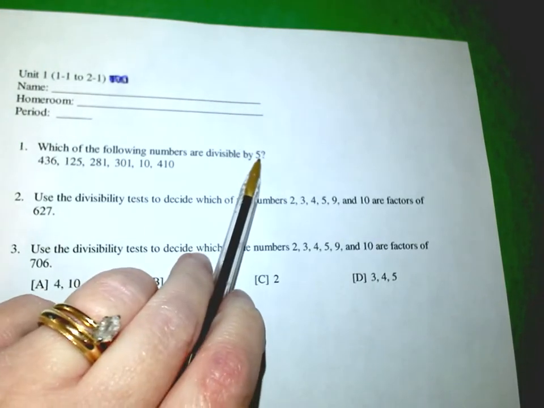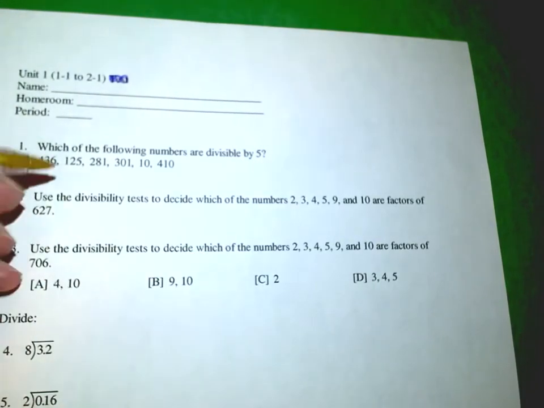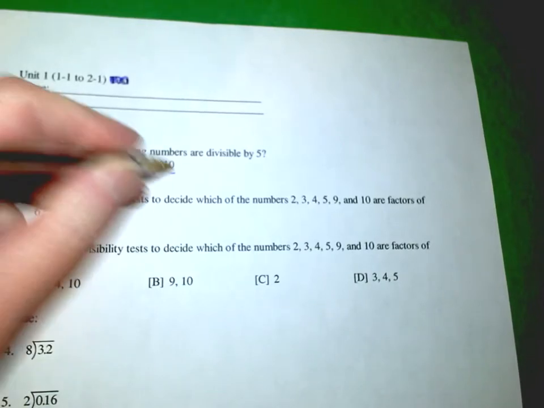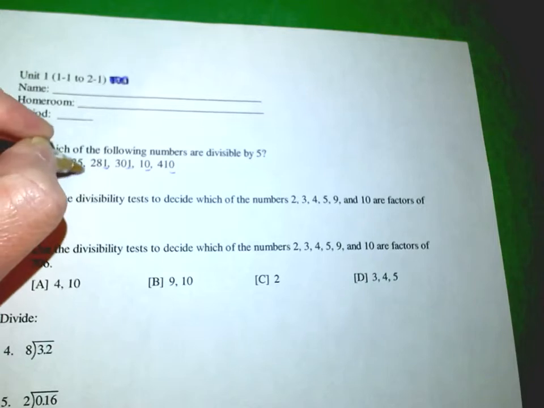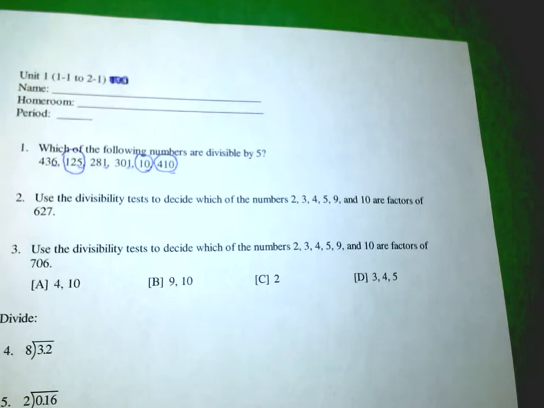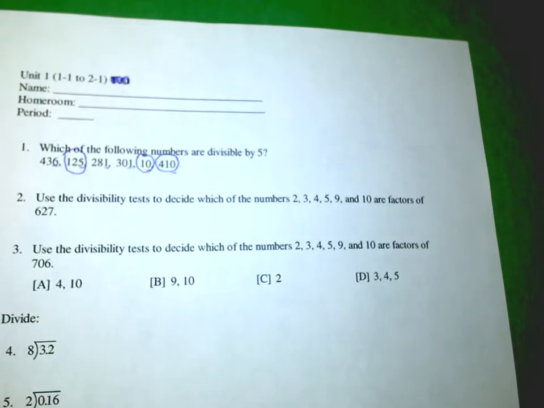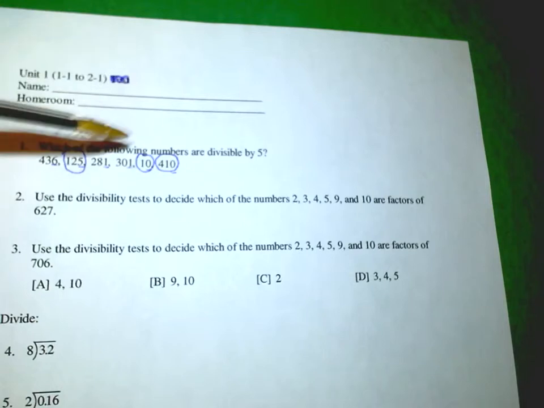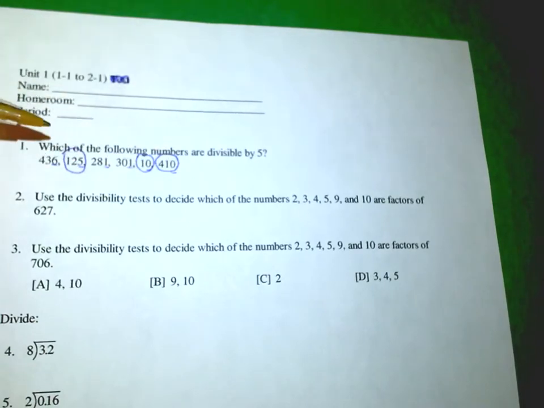The rule for 5, though, is to look in the ones place, and if it has a 5 or a 0, then that number is divisible by 5. So 125, 10, and 410 would be the only numbers that 5 would go into without a remainder. Keep in mind, if you get stuck on the test and you don't know what to do, you can always just divide that number into all of them. It'll take you a little bit longer, but you would get the right answer if you divided correctly.